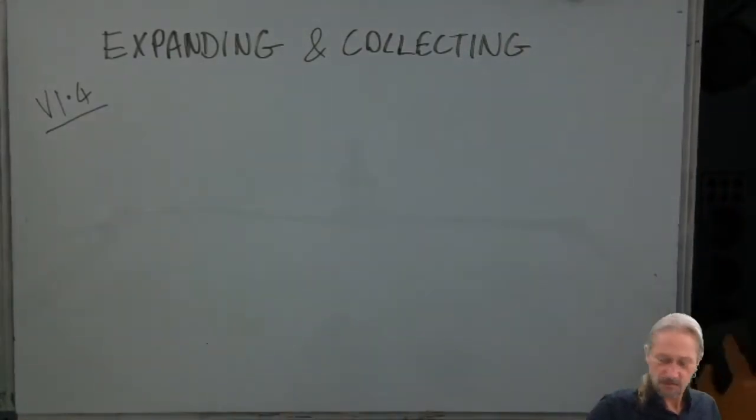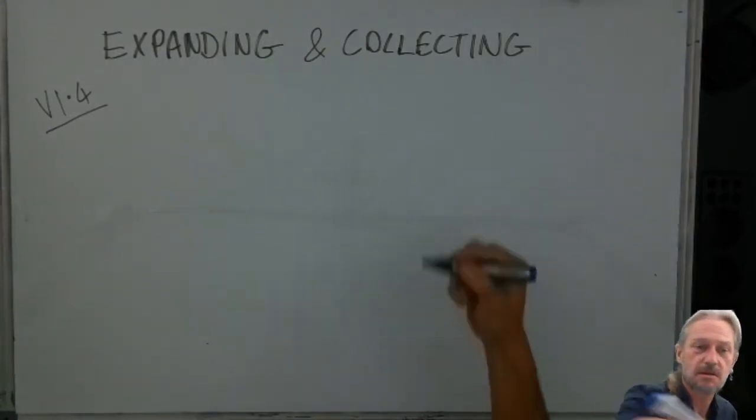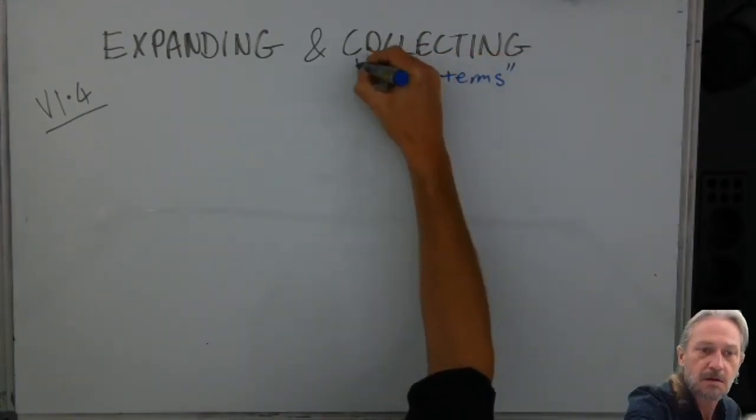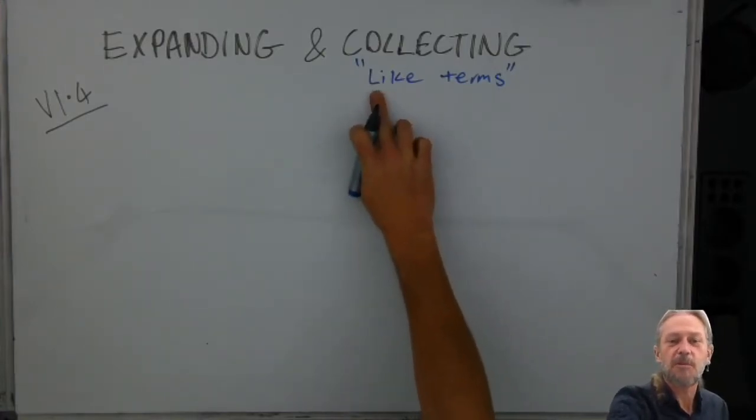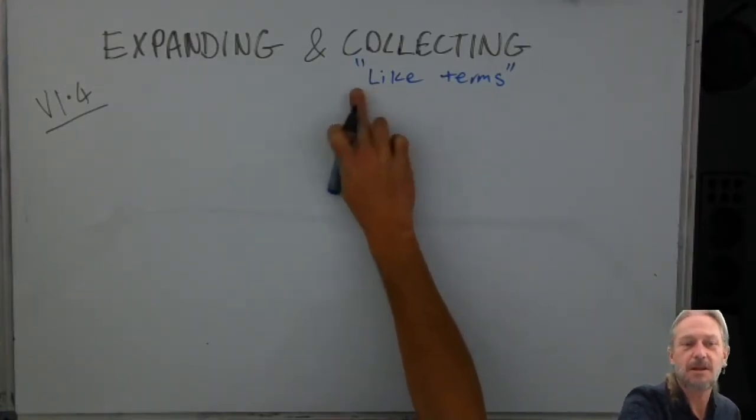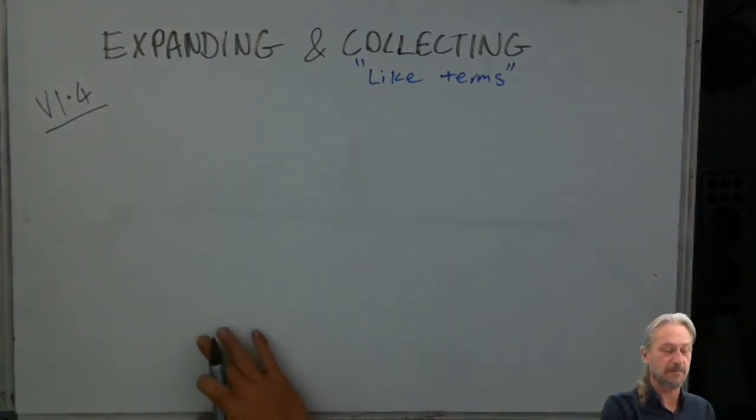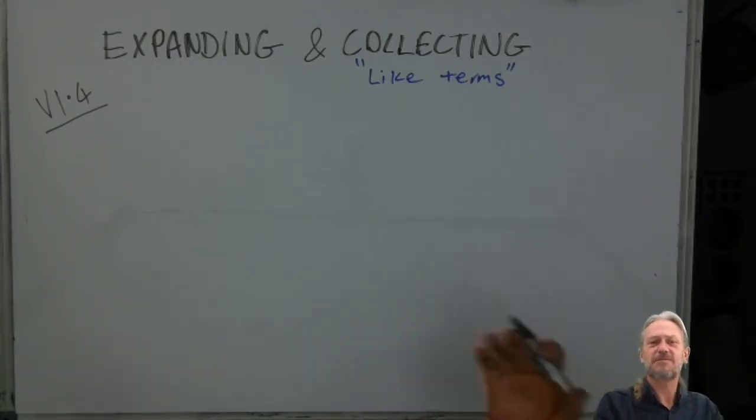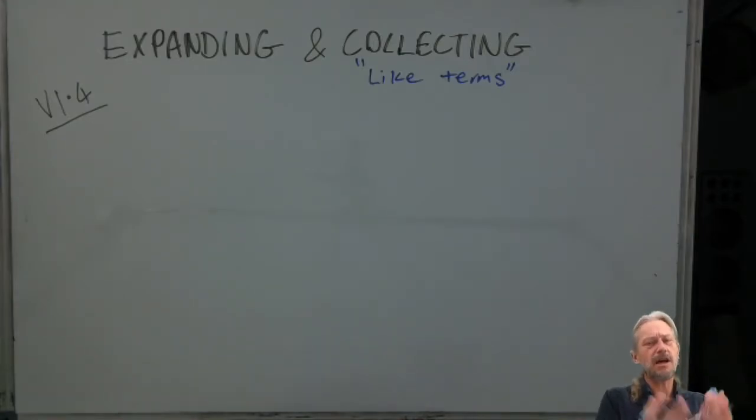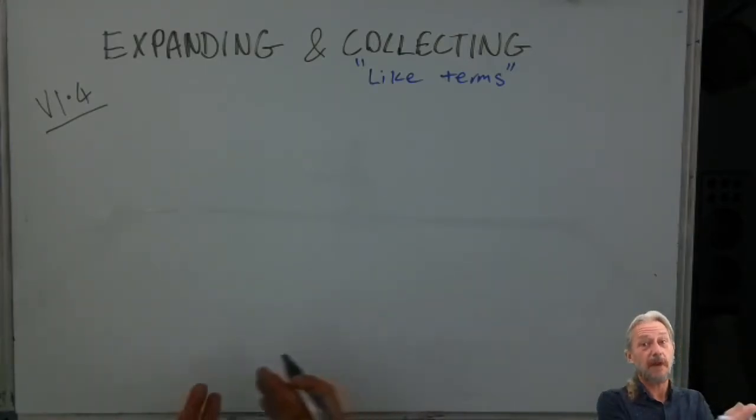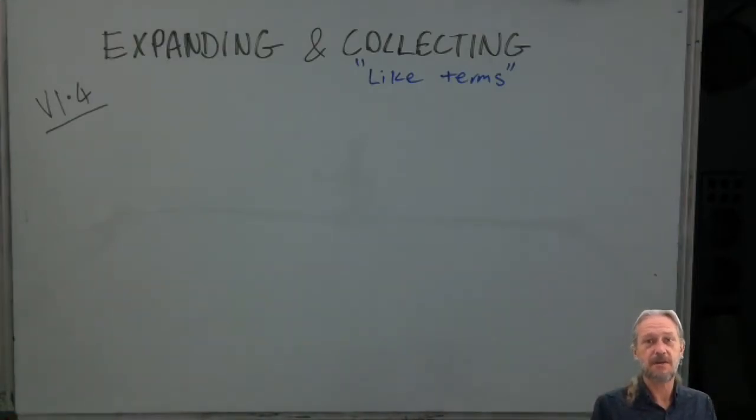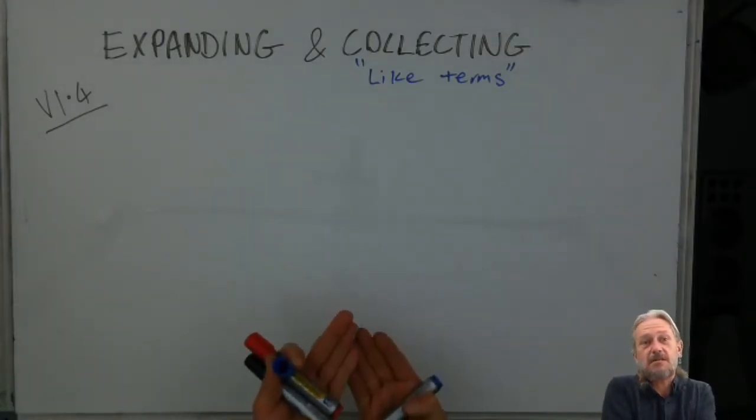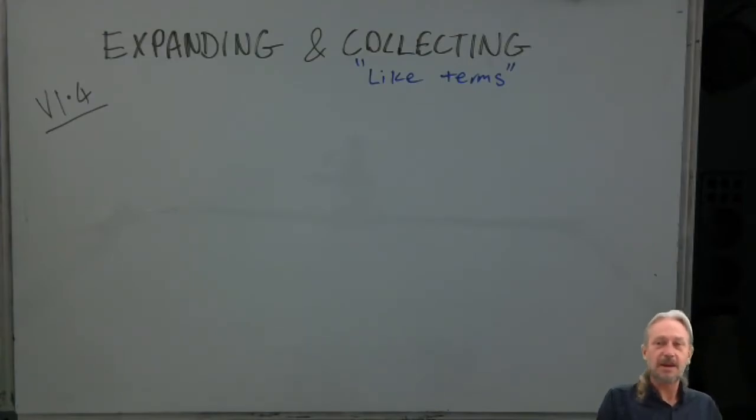So collecting, we're really talking about like terms. So this isn't like my favorite terms. These are the ones I like the most. Like as in alike. They're kind of like whole numbers are like terms. Multiples of x are like terms. So if I have 2x and I have 3x and they're added together, I can say that's 5x. So that's essentially what collecting is.